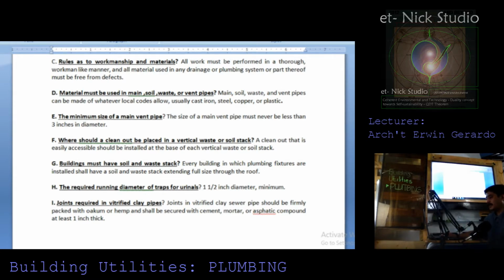Joints required in vitrified clay pipes. Joints in vitrified clay sewer pipe should be firmly packed with oakum or hemp and shall be secured with cement, mortar, or asphalt compound at least 1 inch thick.